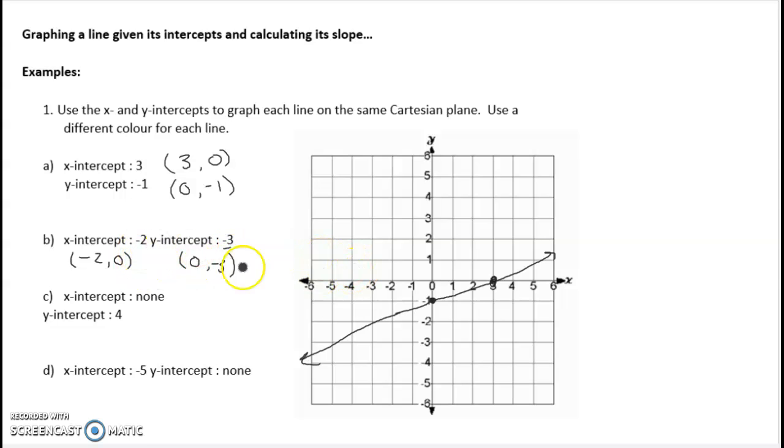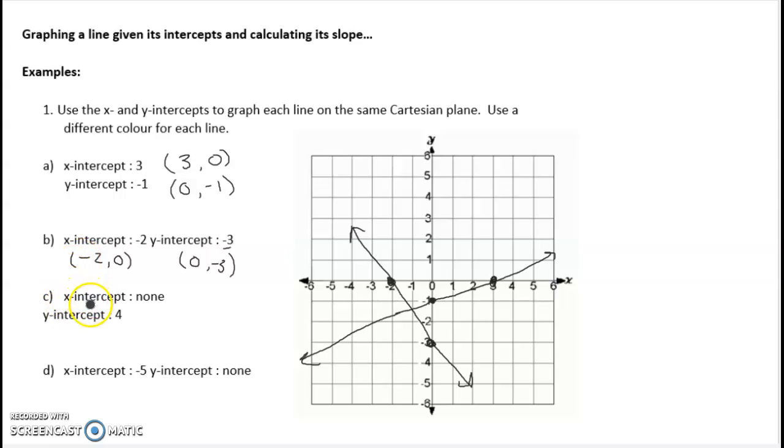So let's do this. The x-intercept is -2, so -2 is right here. And my y-intercept is -3, which is down here. So this would be my line for that one.